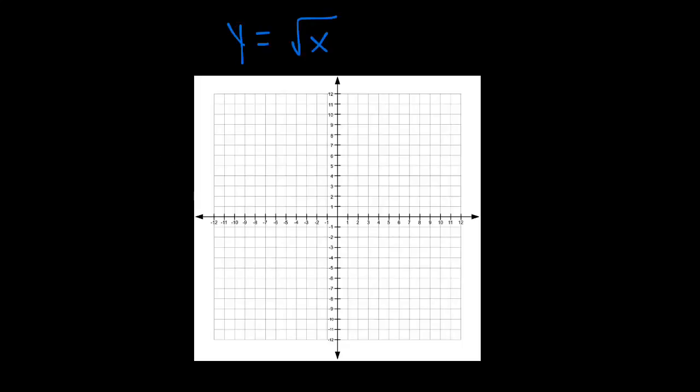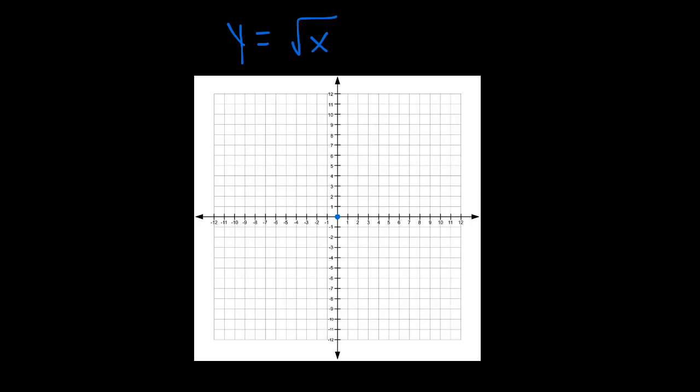Let's look first at just y equals square root of x. So nothing fancy, just plain square root of x. And let's graph this by plotting some points. So what points should we plug in? Well, maybe let's just start with 0. Square root of 0 is 0. So we have a point there.